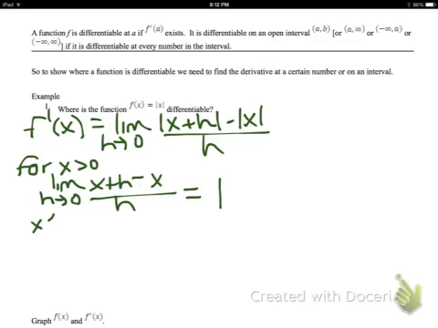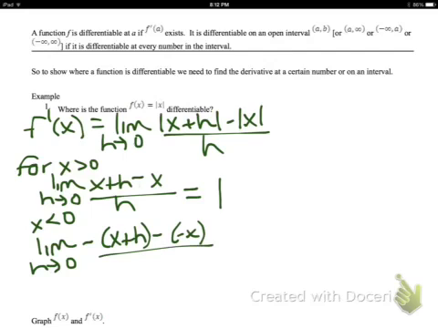Okay, now for x less than 0, this would become the limit as h goes to 0 of negative x plus h, minus negative x, all over h. It would be the opposite values inside the absolute value. Now I could simplify the numerator, and the x's are going to cancel. You're going to get negative h over h. The limit as h goes to 0 of negative h over h is negative 1.